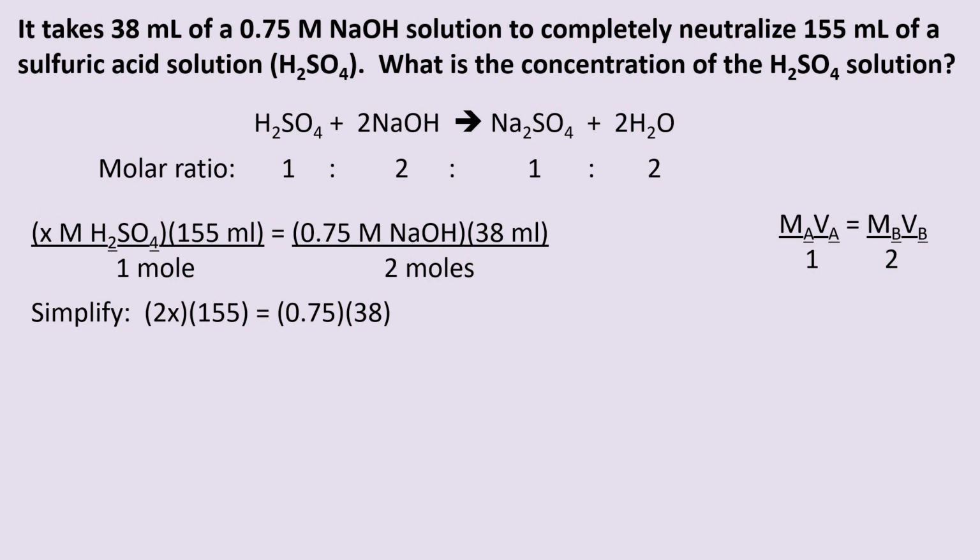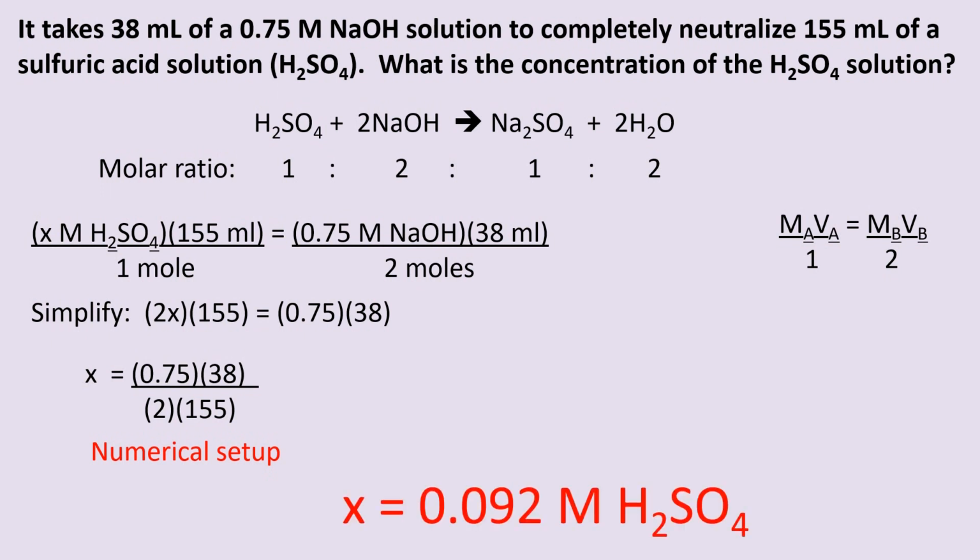Simplifying the relationship yields the following. 2x times 155 is equal to 0.75 times 38. And x is equal to 0.75 times 38 divided by 2 times 155. This represents the numerical setup. And x is equal to 0.092 molar H2SO4.